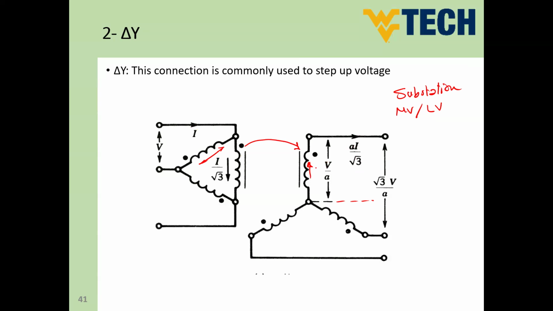For the voltage, we said that we have a phase voltage equal to the line-to-line voltage, which is V. So the phase voltage will be V divided by the turns ratio. This is the phase voltage, and for Y connection, line-to-line voltage equals phase voltage times √3. So the line-to-line here is going to be √3 V divided by A. So this is the delta-Y connection transformer.